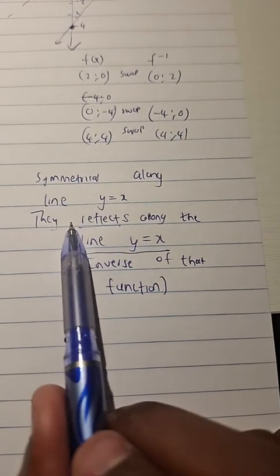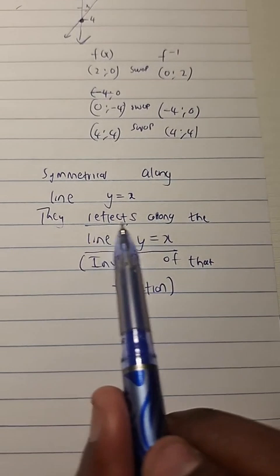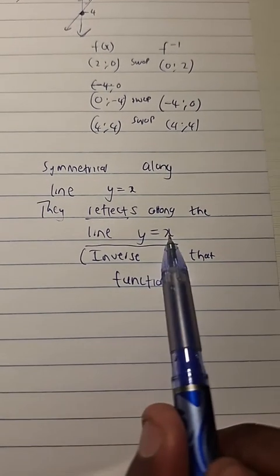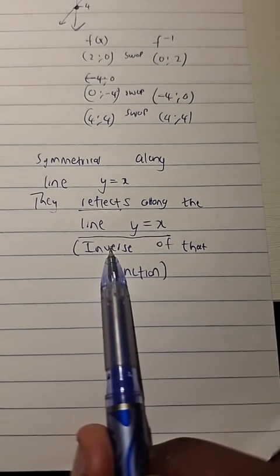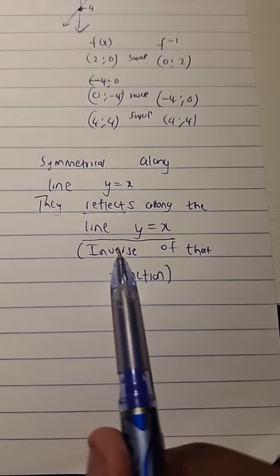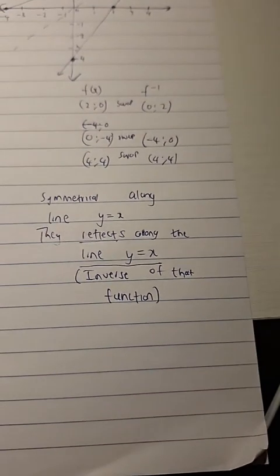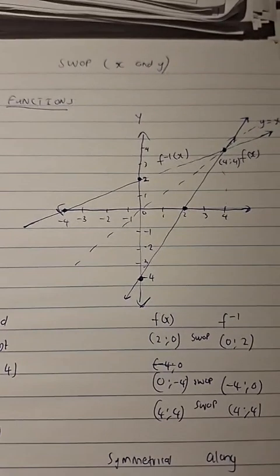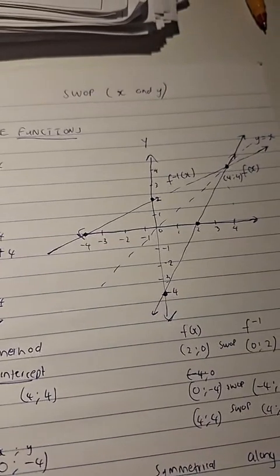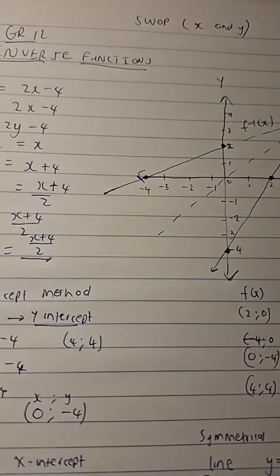So when they ask you to sketch a function that reflects along the line y is equal to x, in essence they are asking you to sketch the inverse of that function. So this is very important to note. I hope you guys understand this.